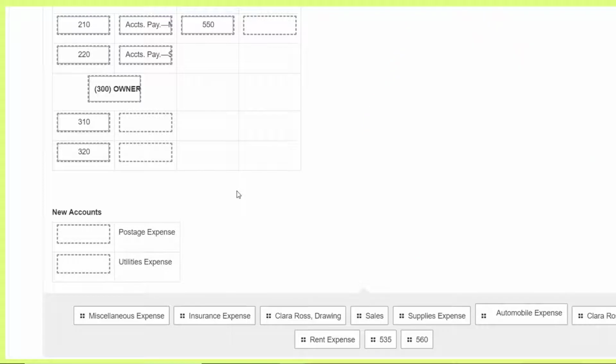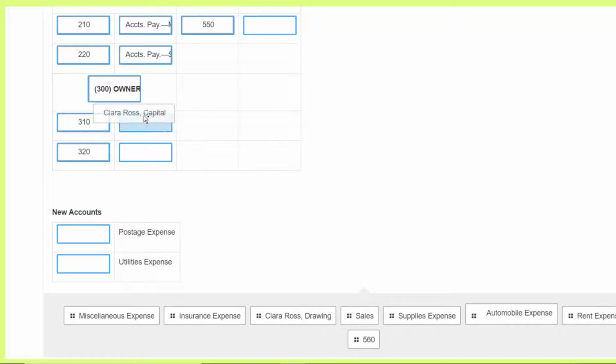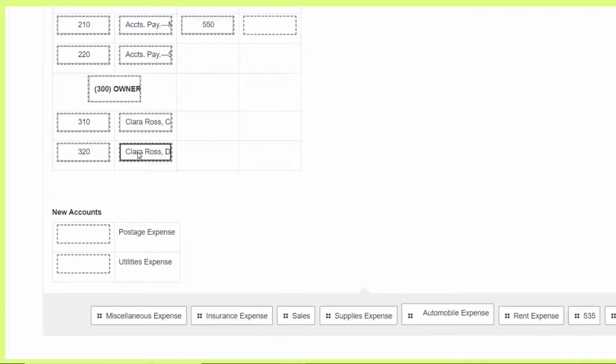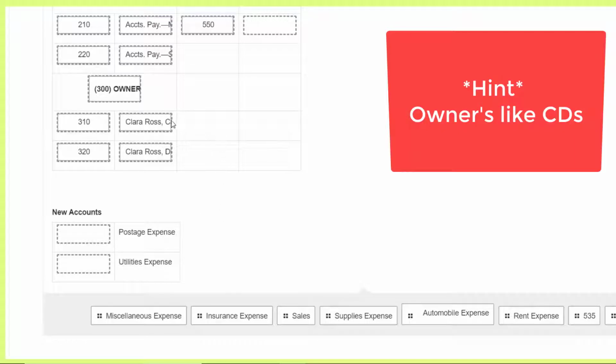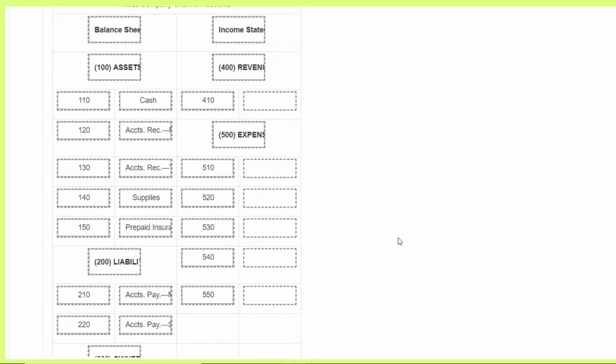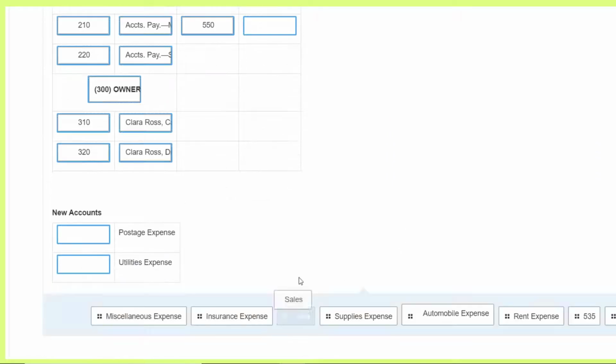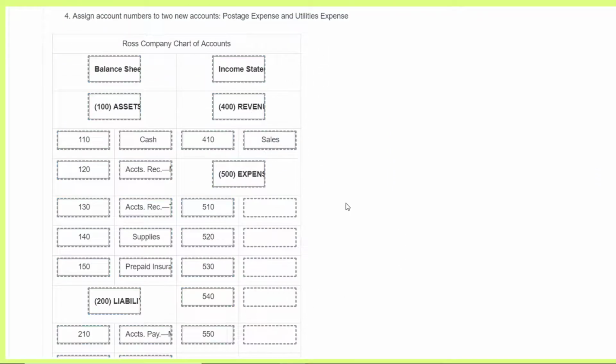There are two types of owner's equity. The first is going to be our capital account, so Clara Ross Capital, and the second is drawing. Another easy way I like to remember this is I like to make CDs. Okay, the only type of revenue account we will ever have is sales. That's when I make money from a sale, so I can drop that in.